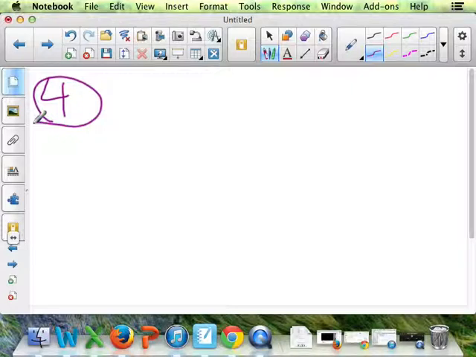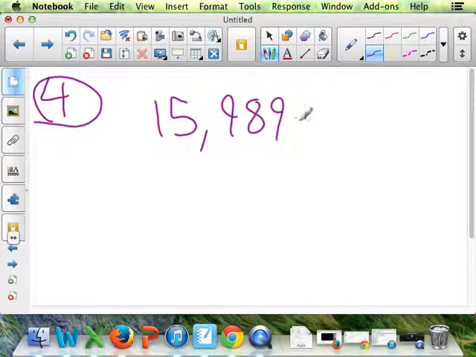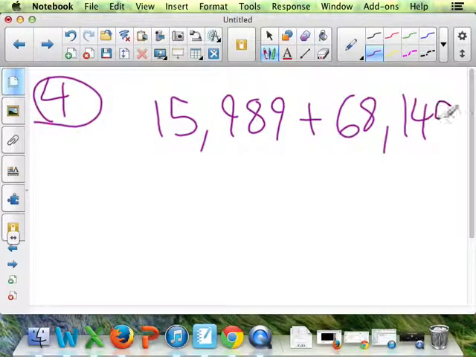Number 4 asks you simply to add 15,989 plus 68,145. I say it's simple, but if you've never seen this before, maybe it's not so simple. By a show of hands, how many people put A for this? How many people put B? How many people put C? How many people put D? Let's hope it's D then.